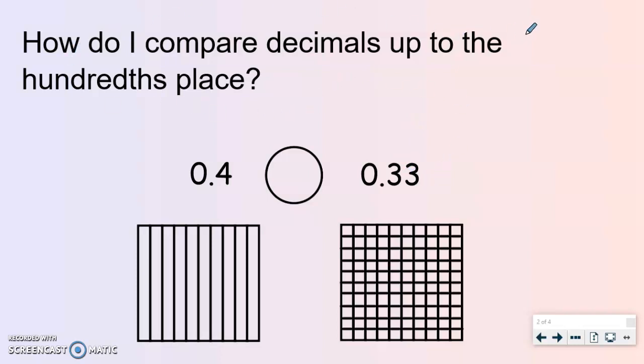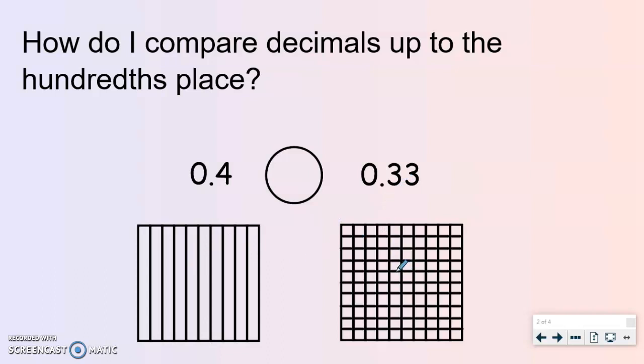So how do I compare decimals up to the hundredths place? In fourth grade, we really only go up to the hundredths place, but just keep in mind that these numbers can continue for quite a while in this direction. We're just going to concern ourselves with this place value right here. So I have two decimals I'm going to compare. I have 4/10. This is in the tenths place. And I have 33 hundredths. The second three right here does stop at the hundredths place value.